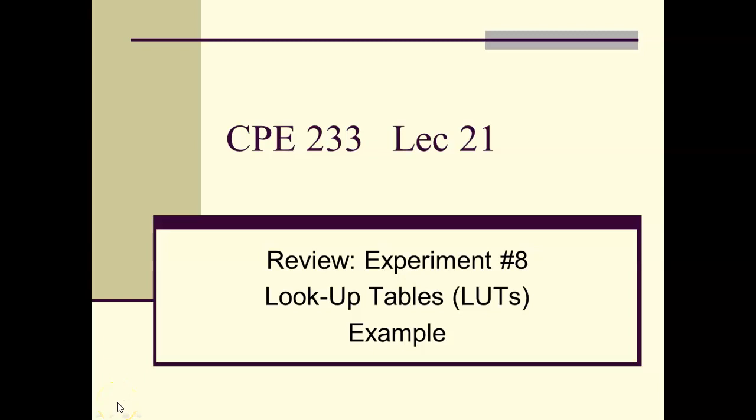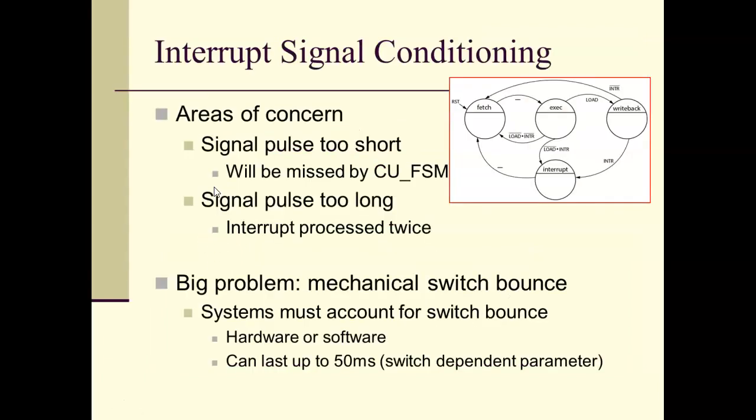This is lecture 21. This is going to be an introduction to experiment 8 and also an introduction to lookup tables, which is used in experiment 8. Not a big deal, fairly easy concept, very useful. So this is the state diagram representing the control unit state machine, and what we're interested in here is the conditioning of the interrupt signal that connects to the microcontroller.